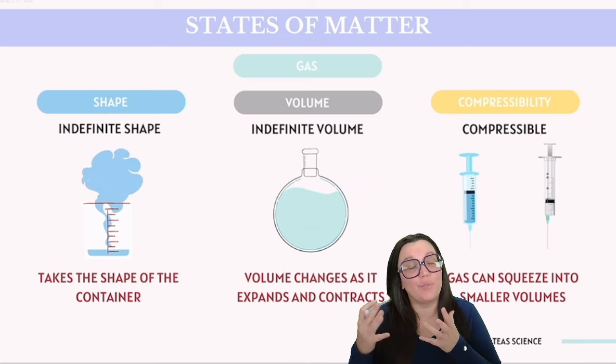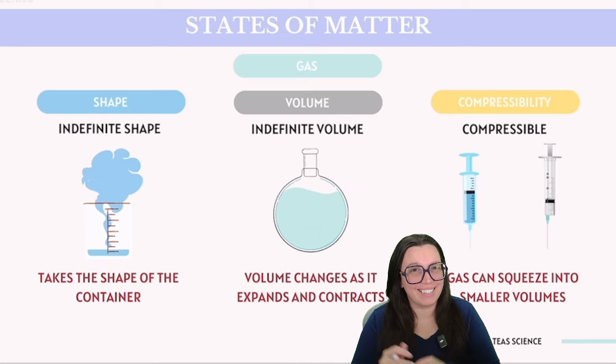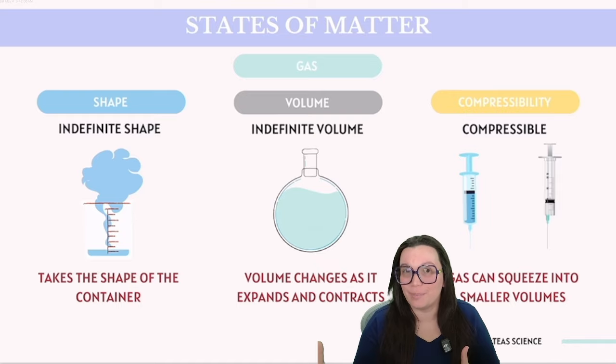Now let's discuss our final phase of matter, gas. Gases might seem a bit peculiar because most of them are invisible like air, and only a few gases are actually visible to the human eye. Sometimes people might think that gases aren't matter, but in contrast, they actually are. Regarding their specific characteristics, gases have both an indefinite shape and an indefinite volume.